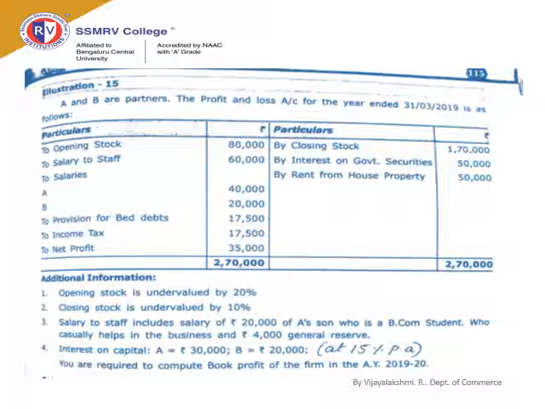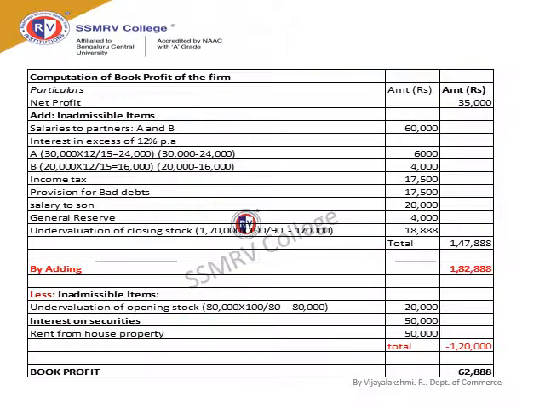Interest on capital is given: A is 30,000, B is 20,000, at 15% per annum. So we all know that the interest standard rate is 12%. If it is paid beyond that, yes, we need to deduct the excess amount which we have calculated. Okay, let us see how it is going to be treated. You are required to compute the book profit of a firm in the assessment year 2019-20. Here is a solution for you. So first you need to record the net profit 35,000, to which you are going to add the inadmissible items.